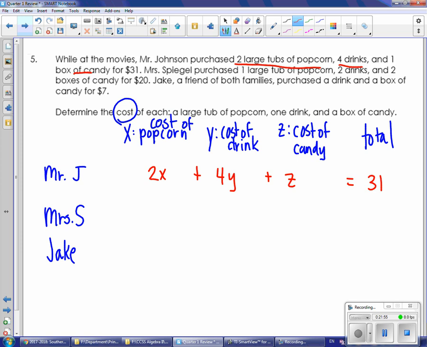Mrs. Spiegel purchased 1 large tub of popcorn, so again, I'm not going to put the 1 in front, 2 drinks, and 2 boxes of candy, and she spent $20.